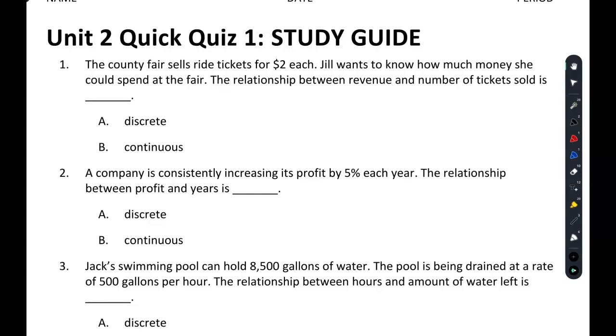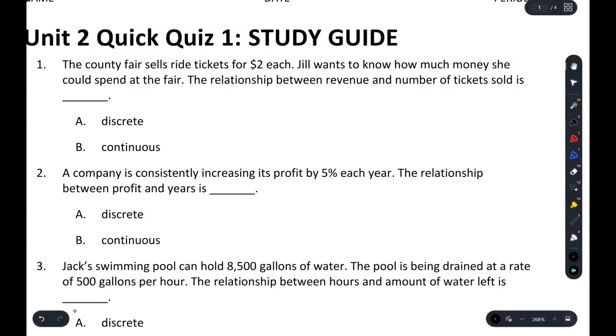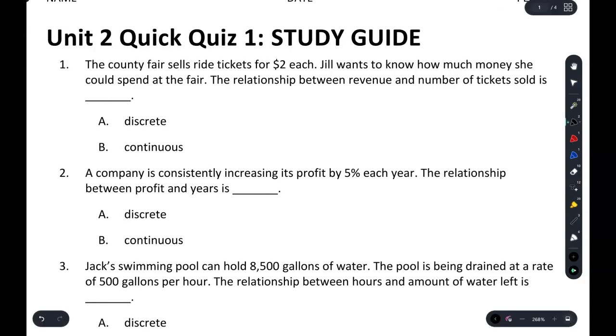So let's take a look here. The revenue is dependent upon the tickets sold, so the tickets sold is the input. That is your independent variable. So what we want to do is say, okay, can you have partial tickets? No. So since you can't, it is going to be discrete.